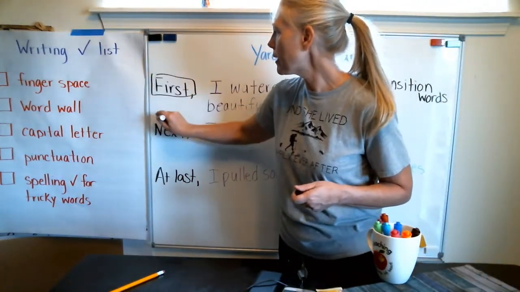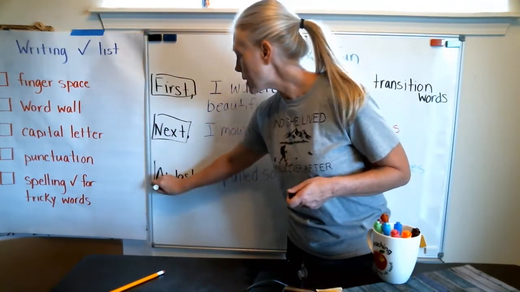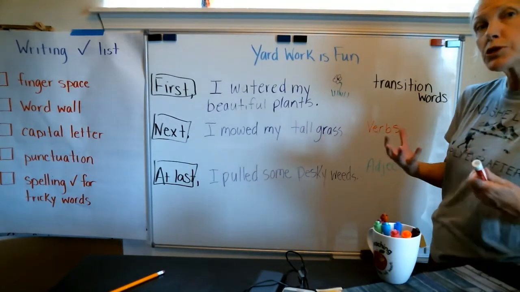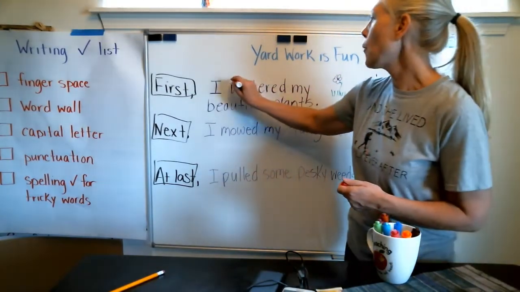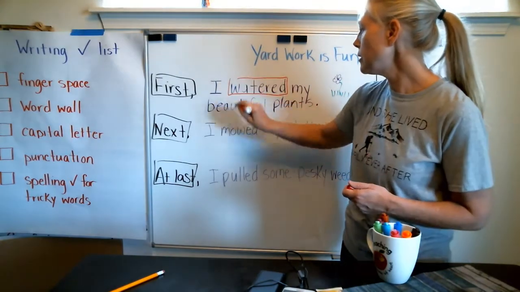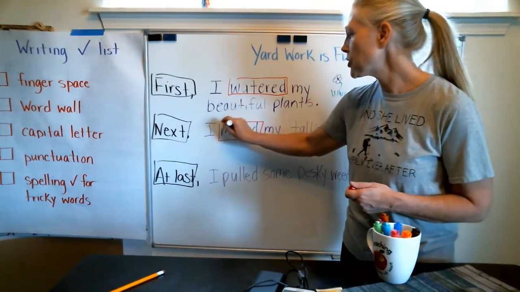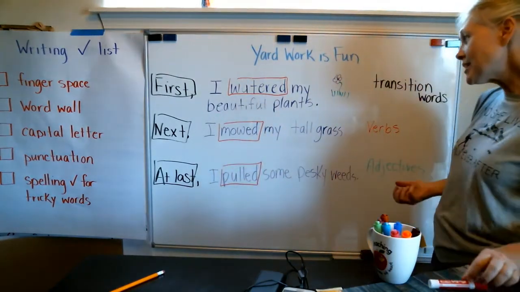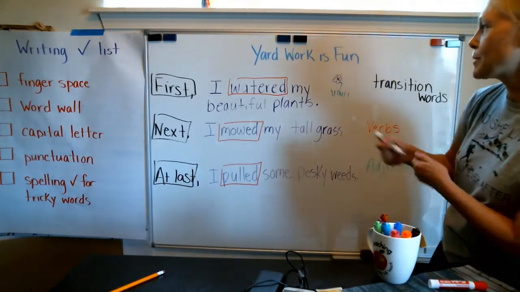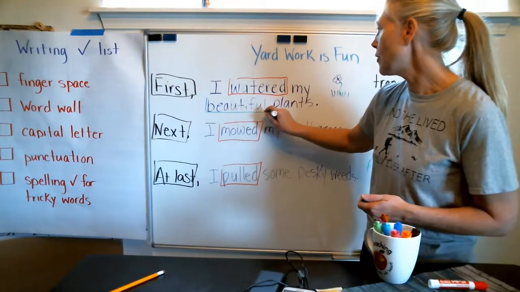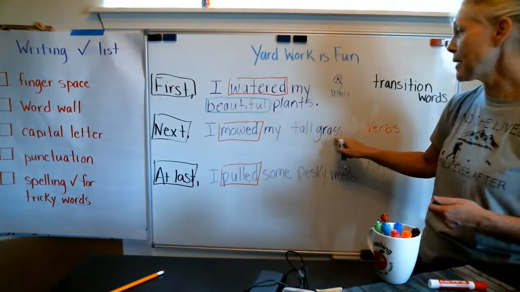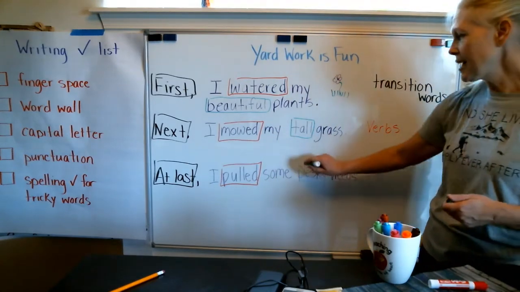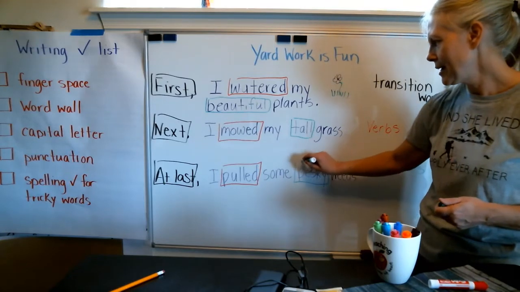I put those in black. And these are the 3 transition words that you can use in your writing today. My verbs, that's what I'm doing. Remember, that's my action. So watered is an action. Mowed is an action, and pulled is an action. And then my adjectives, I described my plants. I said that they were beautiful. I described my grass. I said it was tall. I described weeds. I said that they were pesky.